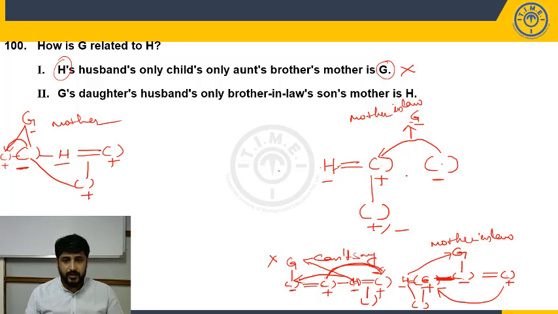So, can you combine these two means? No, not possible. If you combine it also, I'll get both the answers. Mother, mother-in-law, as well as mother-in-law here too. So, we cannot combine it. So, what is my answer? 1 and 2 together are also not sufficient.